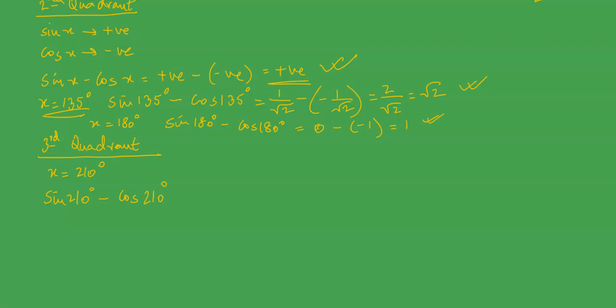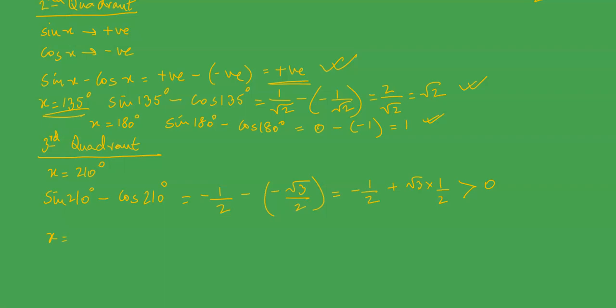Then we come to the third quadrant. x equals 210 degrees. And sin 210, meaning 180 plus 30, is negative half. Minus, it will be minus root 3 over 2, which is equal to minus half plus root 3 times 1 over 2, which is again a positive number. So the graph is staying above the x-axis. Even at x equals 210, it is above the x-axis.